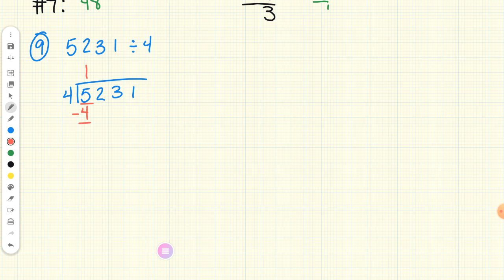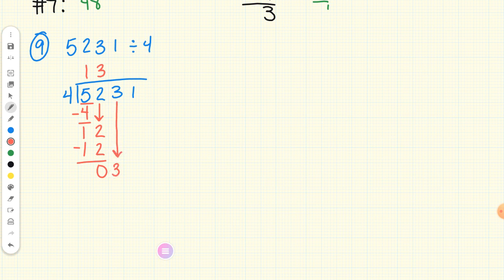Ethan, what do I do next? Subtract it. I subtract and I get 1. Then what do I do? Bring down the 2. Drop my 2. Kanan, how many times does 4 go into 12? 3 times. So I put my 3 above my 2 up there. 3 times 4 is 12. Bring down my 3.